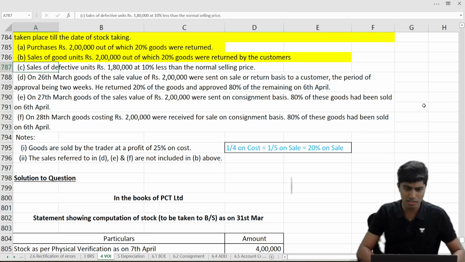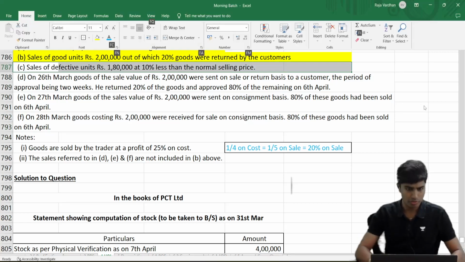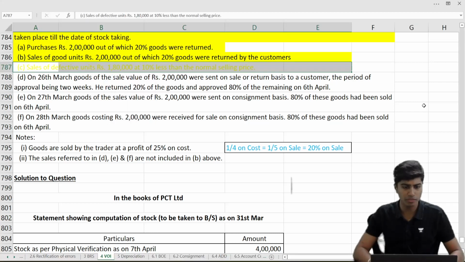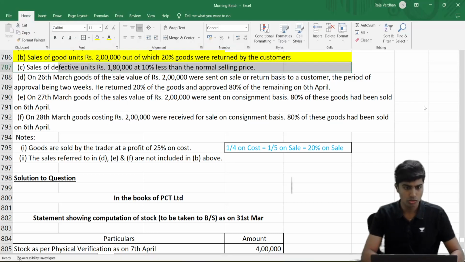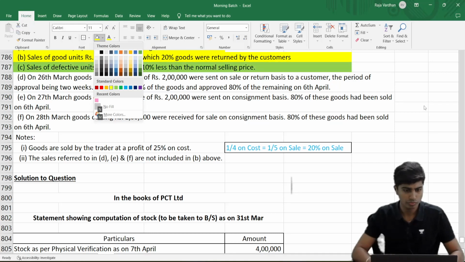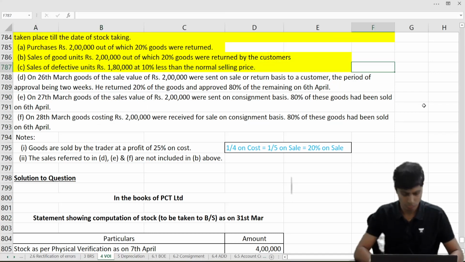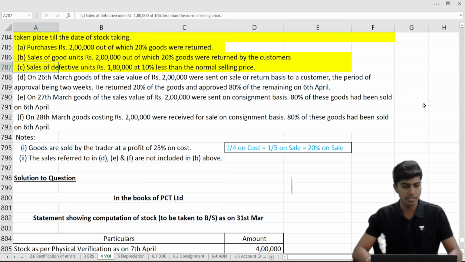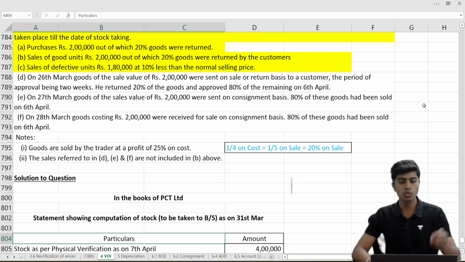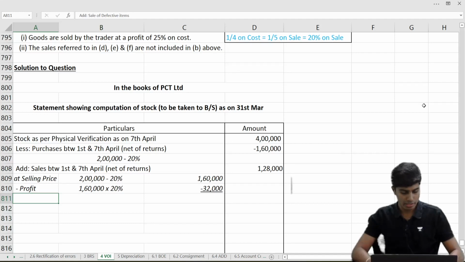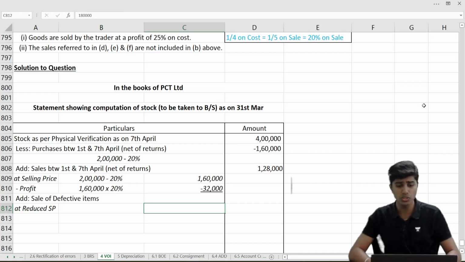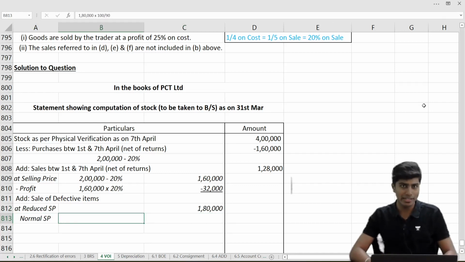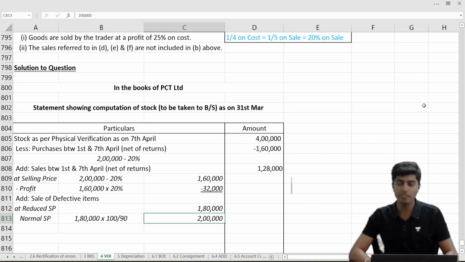And on that 2 lakh rupees, you will eliminate the profit. We don't know the profit margin for defective goods. That adjustment is just done. See, it is sales, so usually outflow, but we will add back in this case. Let me add sale of defective goods at reduced selling price. It is 1 lakh 80. At normal selling price, it is 1 lakh 80 multiplied by 100 divided by 90. That will give you 2 lakh rupees.